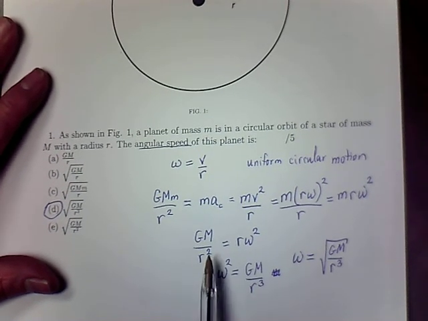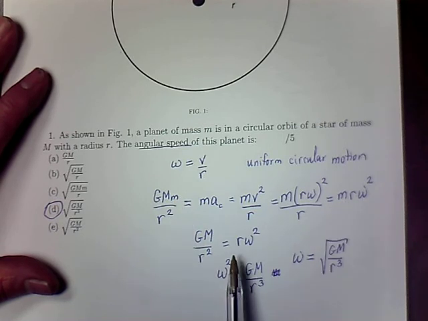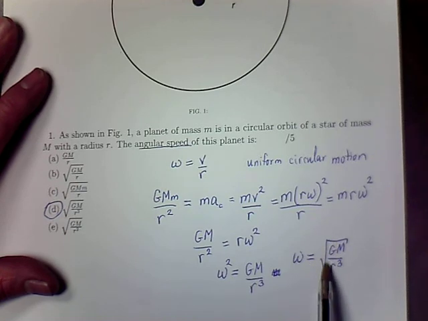Of course, everything I was doing was off the screen apparently. So GM over r squared, once we've canceled those masses, is equal to r times the angular speed squared. The angular speed squared, if I divide both sides by r, becomes GM over r cubed. If we take the square root of both sides, we get the square root of GM over r cubed.